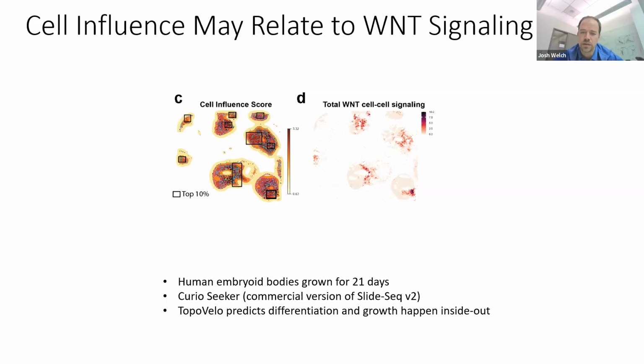And we also found this interesting pattern that there seems to be a strong Wnt signaling activity near these cells that have a high influence. So it could be that these cells have a high influence score because they're also secreting a lot of Wnt ligands.